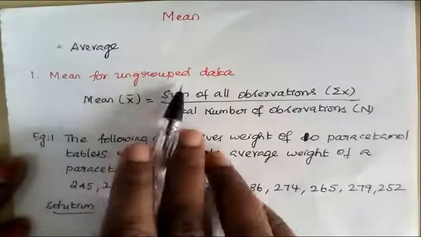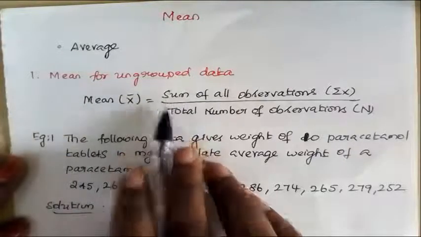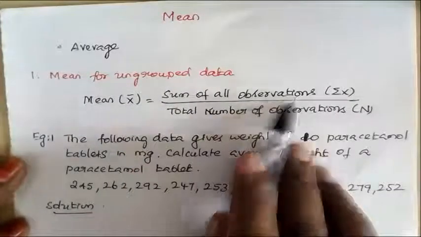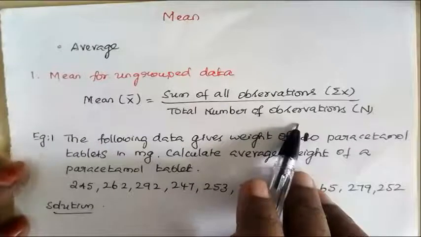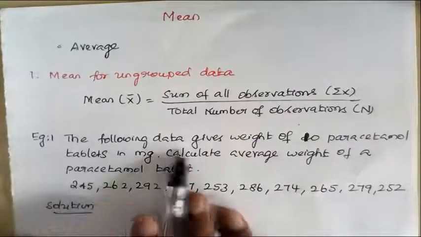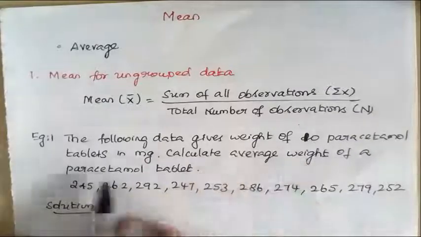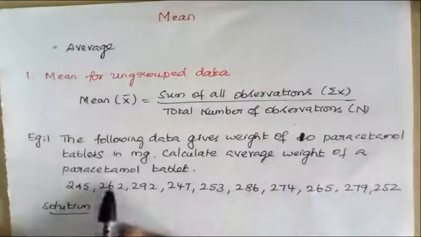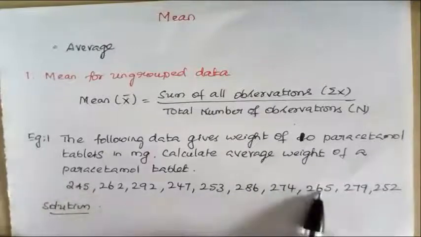Mean of ungrouped data is calculated by adding the values of all the observations and dividing it by the total number of observations. Here is an example with ungrouped data. The following data gives the weight of 10 paracetamol tablets in milligrams, and we calculate the average weight of a paracetamol tablet, and these are the values given.